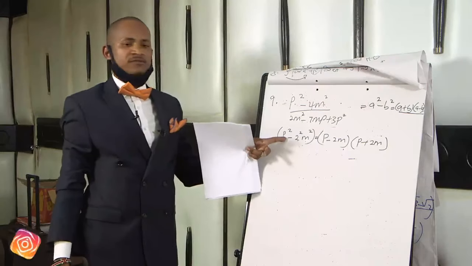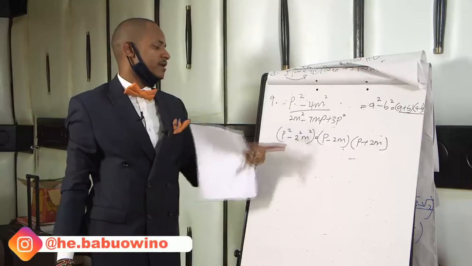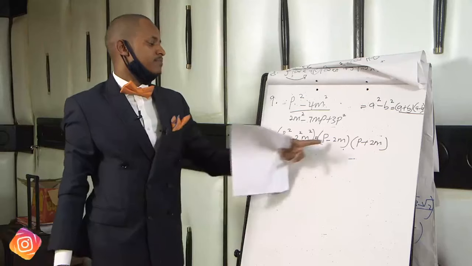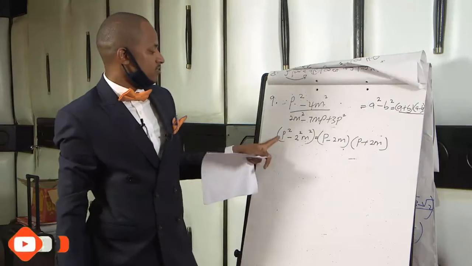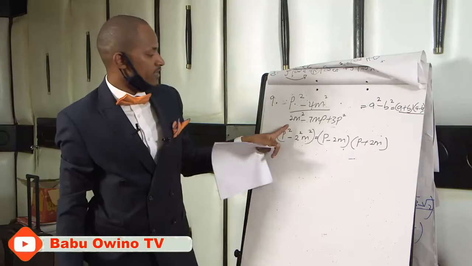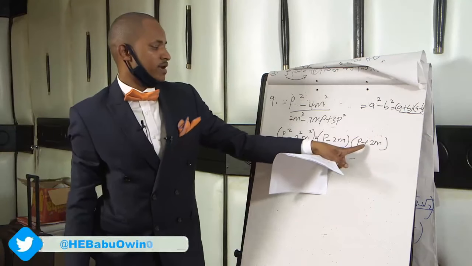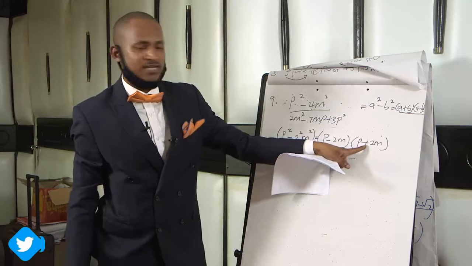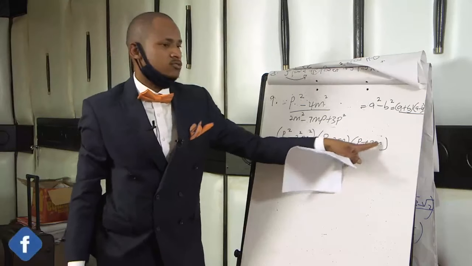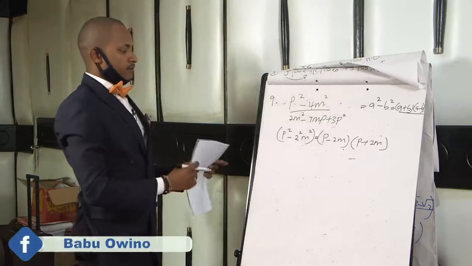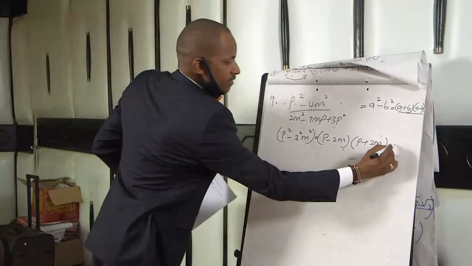Therefore, p squared minus 2 squared m squared can be written as, you just collect p with 2m, then there's a difference of two squares, you take the square roots, and you pick it again but with the sign changed. That is p plus 2m. So this is the numerator.